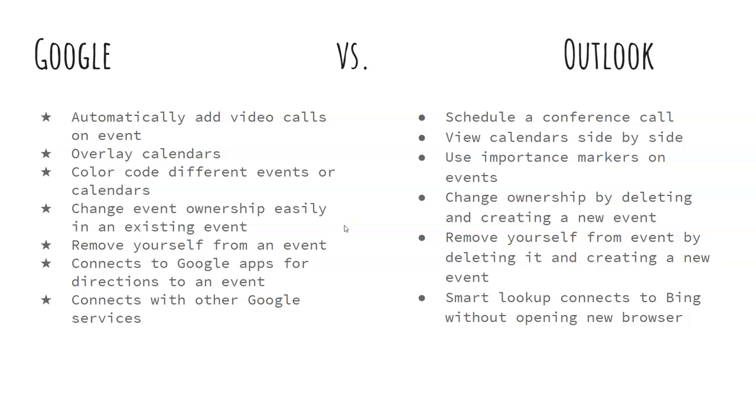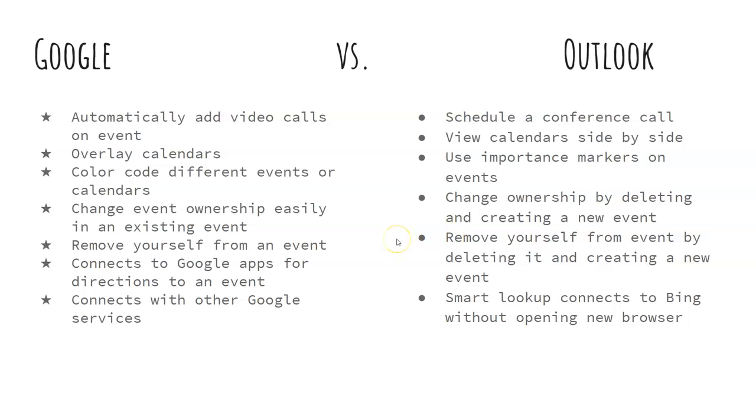It's easy in Google to change event ownership if you would like somebody else to take over that event, or if you can't make it, you can easily remove yourself. Whereas in Outlook, in order to do that, you have to completely delete the event and create a new one in order to change the ownership to a different person or remove yourself from it.